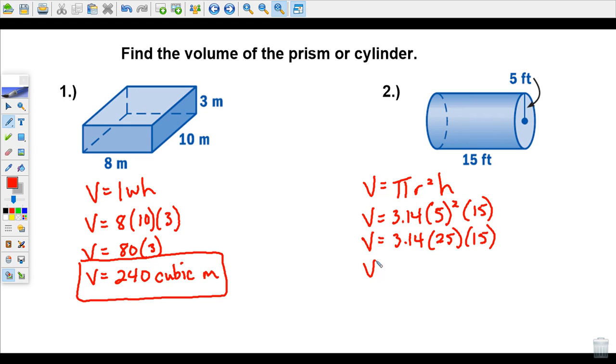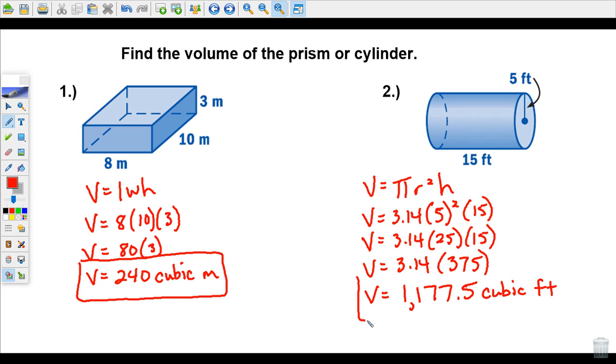times 15. And again, you can do this in any order that you want. I'm going to multiply the 25 and the 15. I'm going to worry about the 3.14 later. 25 times 15 will give you 375. And now multiply 3.14 times 375, and you get 1,177.5 cubic feet.